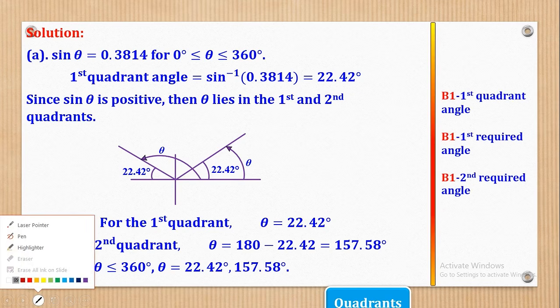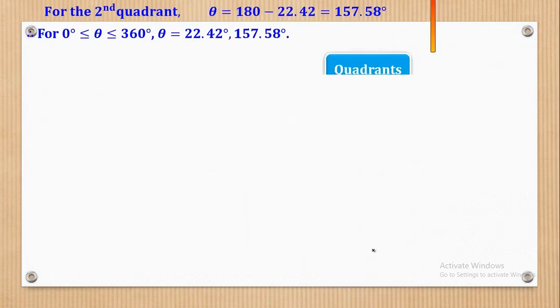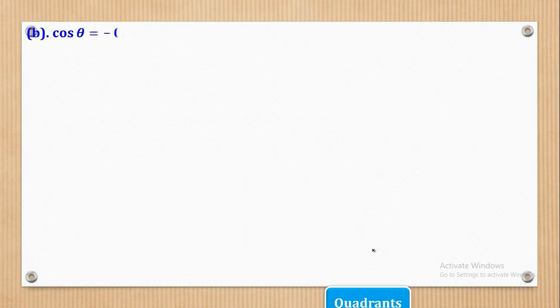So basically that's what they wanted. B1 will be for getting this first quadrant angle, another B1 for getting the first angle which is required, and this one for getting the second angle which is required. Then we shall go to part B.